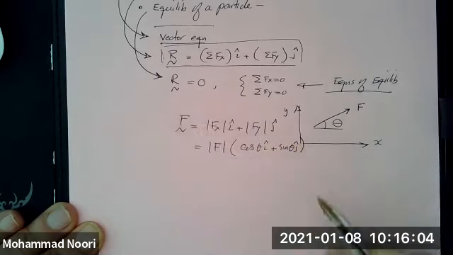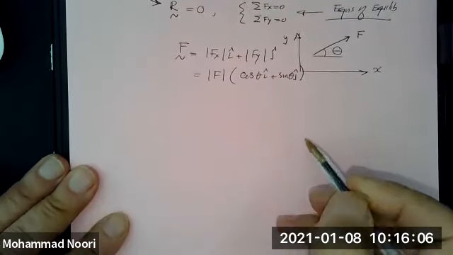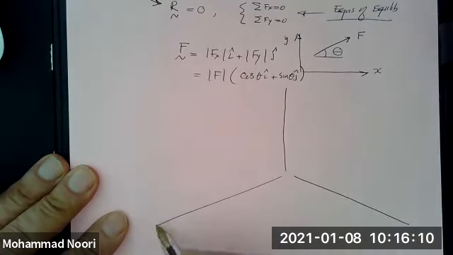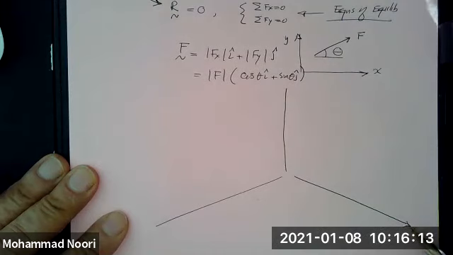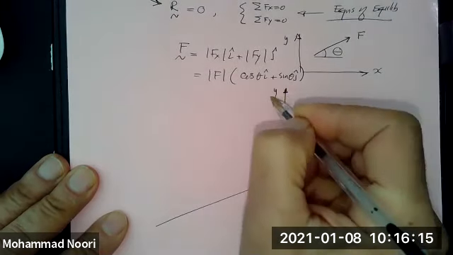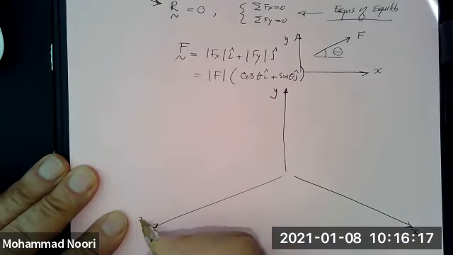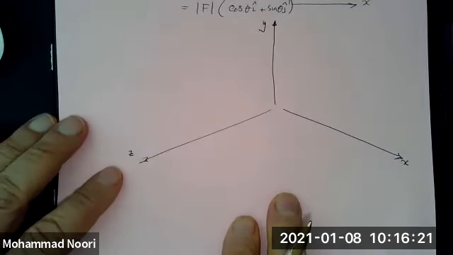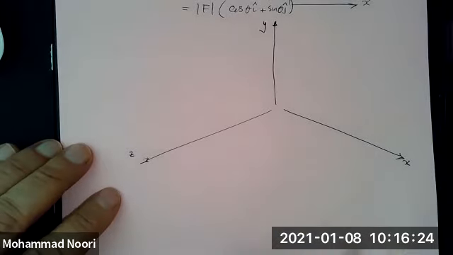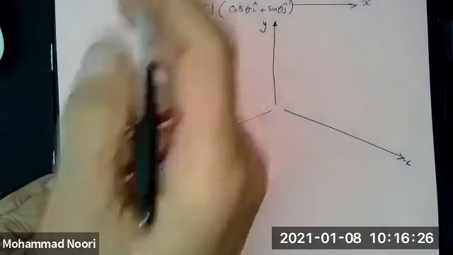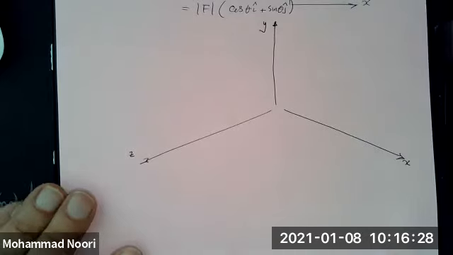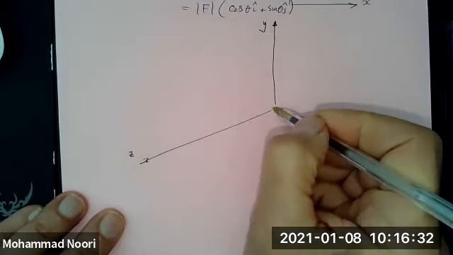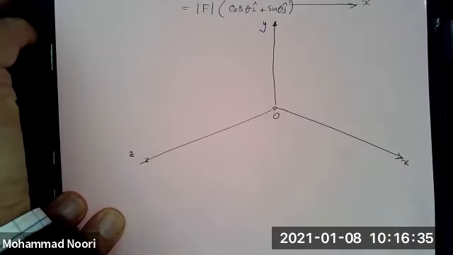We want to know, if you have a force in three dimensions, let's say in a three-dimensional space with x, y, and z coordinates, how the vector equation and also these other concepts, resultants and equilibrium, would be in the case of 3D.